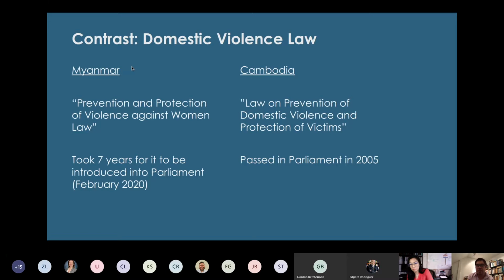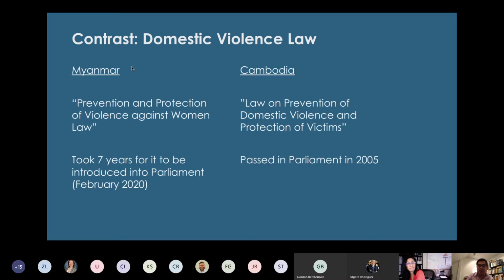By contrast, Cambodia passed a bill on domestic violence law in 2005 in Parliament. This is known as the Law on the Prevention of Domestic Violence and Protection of Victims. So quite a significant contrast. Myanmar, it is finally being tabled in Parliament, but not yet finalized. In Cambodia, it was passed in Parliament in 2005, a good 15 years earlier.